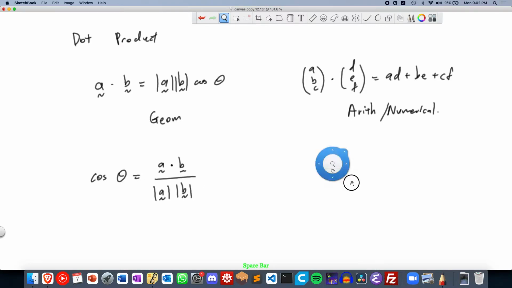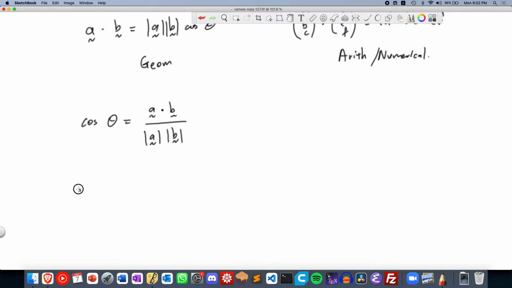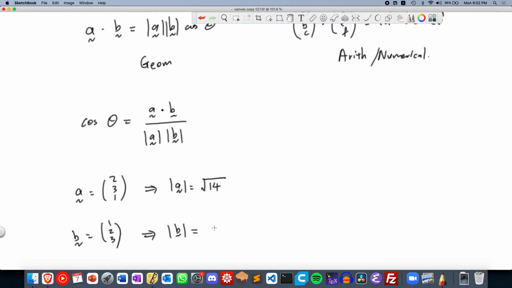So what I mean is that if, let's say, A is equal to (2, 3, 1) and B is equal to (1, 2, 3), we can compute their lengths first. I talked about it in the previous video. It's going to be by Pythagoras' theorem, and the length of B is also going to be square root of 14.